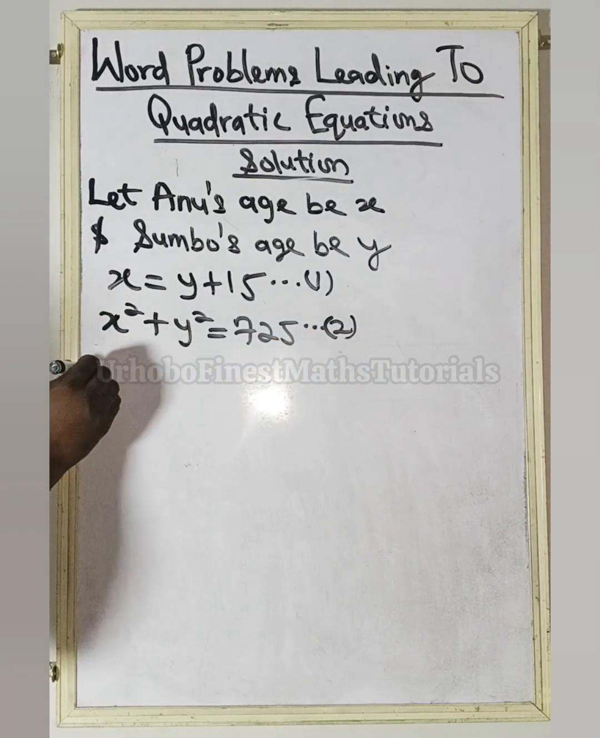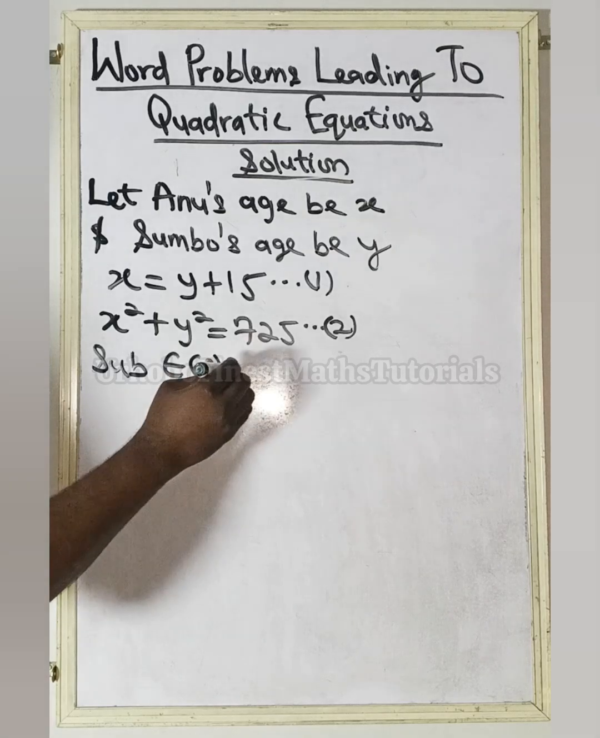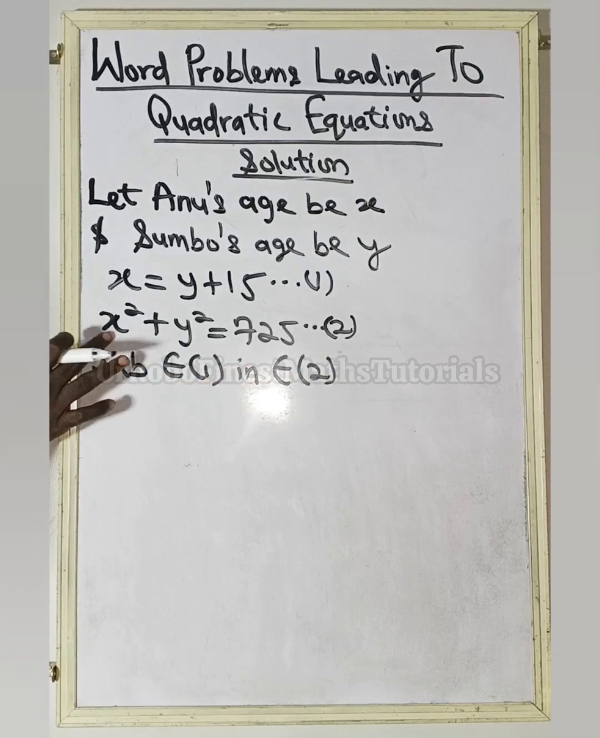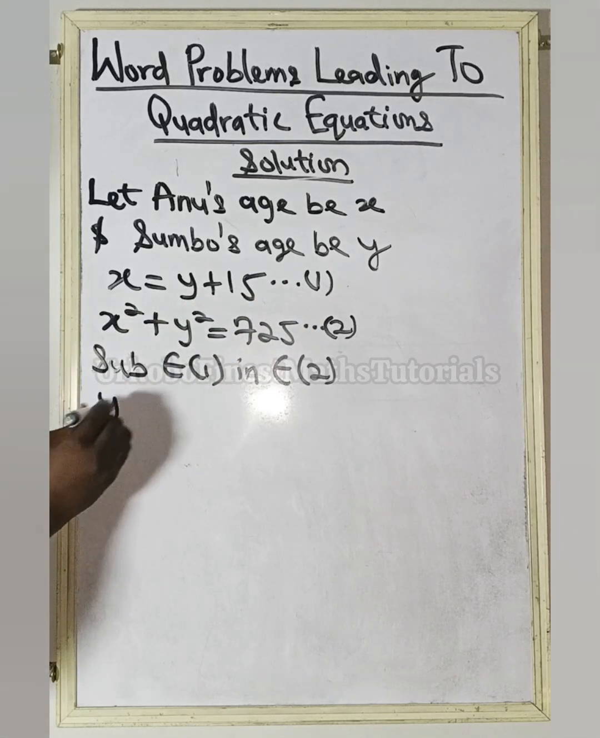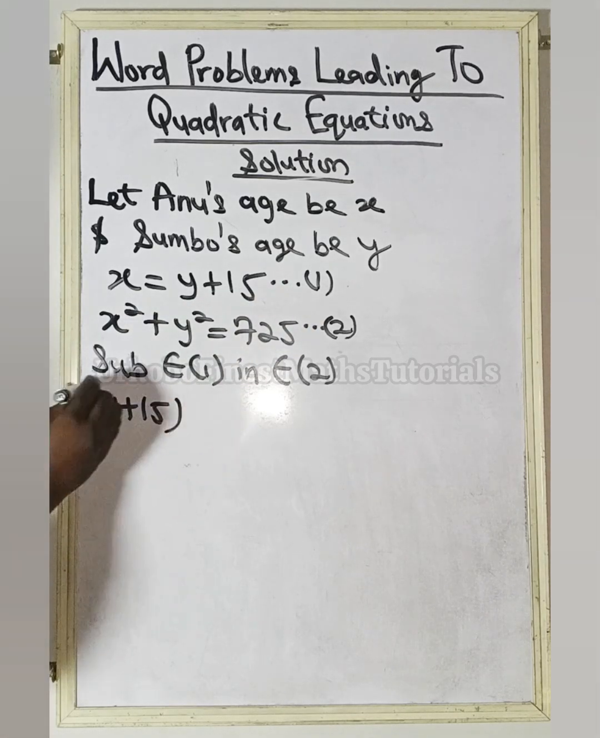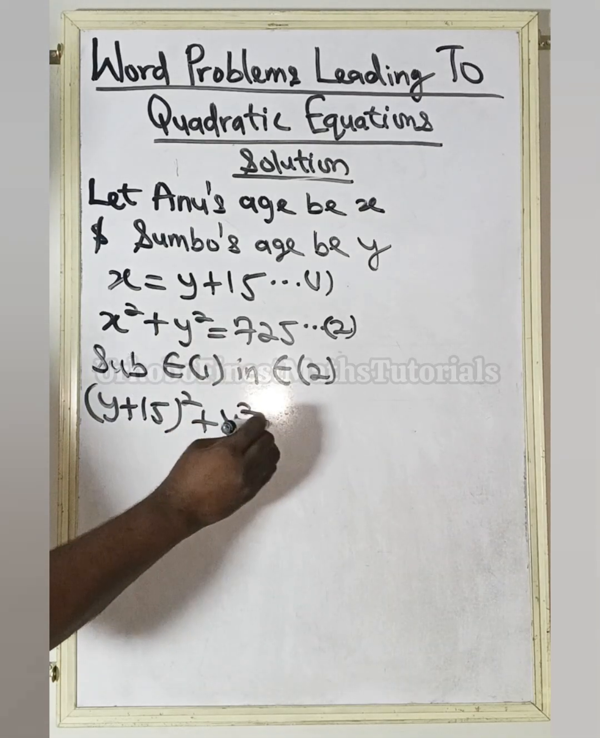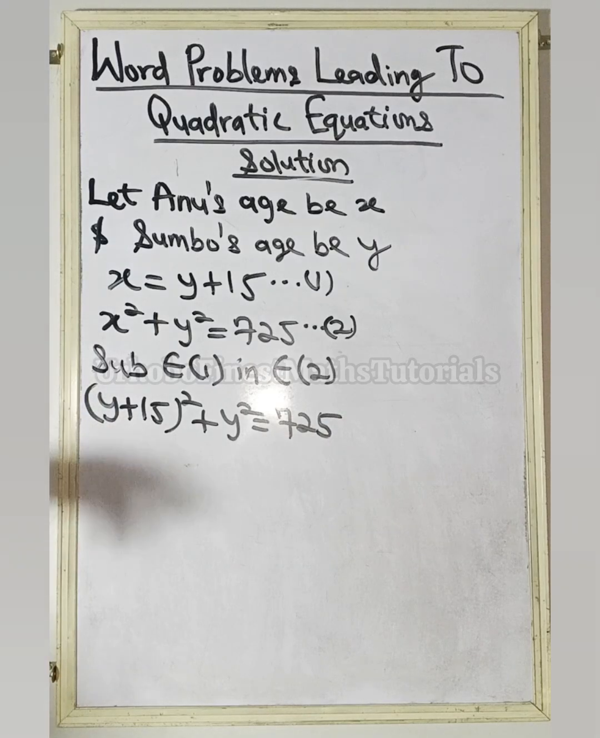So we're going to substitute equation 1 in equation 2. Wherever you see x, you're going to replace it with y plus 15. So that becomes y plus 15 all squared plus y squared equals 725. Now I have to expand this, okay?